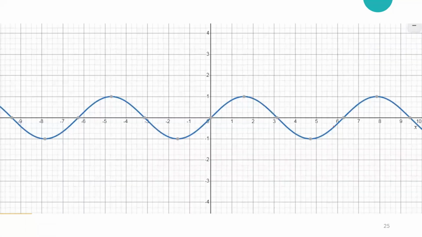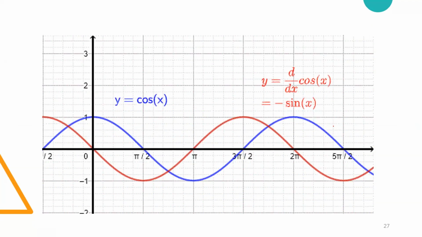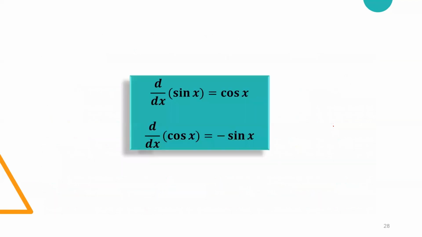So this is the curve of sin x, and this black curve denotes the curve of negative sin x, and we got the negative sin x curve. So the differentiation of cos x is negative sin x. So differentiation of sin x is equal to cos x, and differentiation of cos x is equal to negative sin x. I hope everyone understands how to differentiate sin x and cos x.